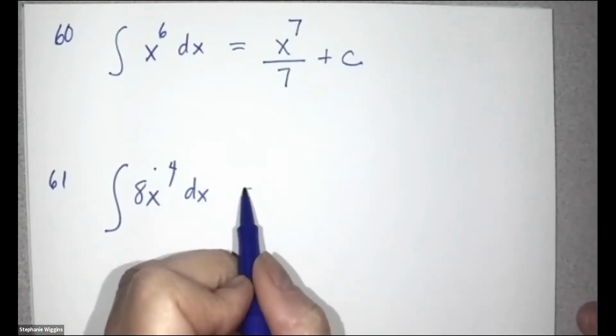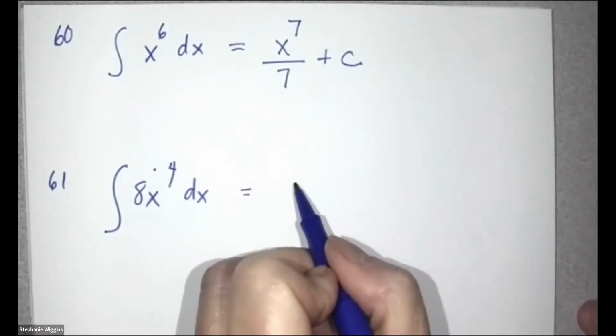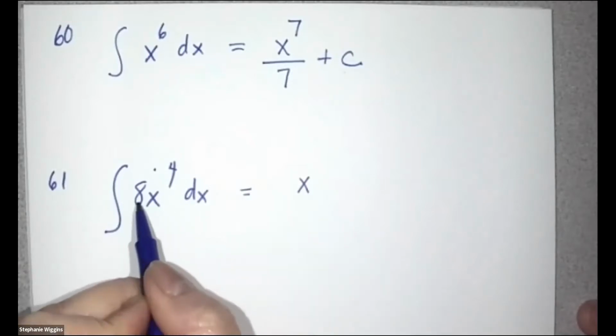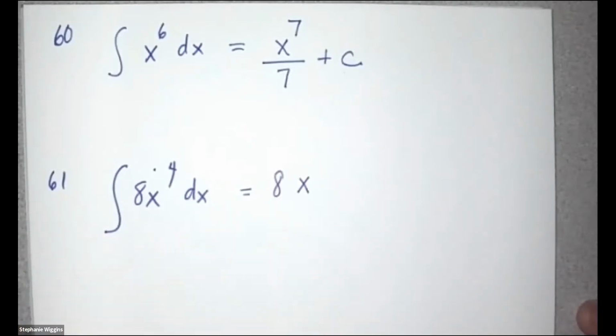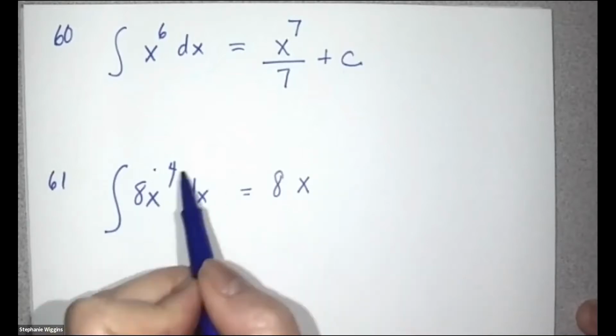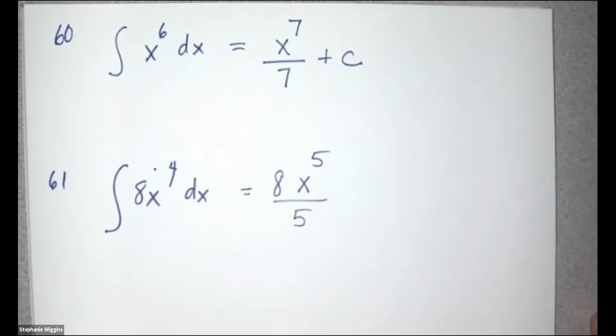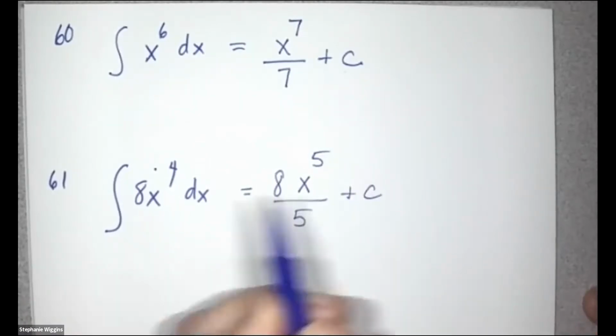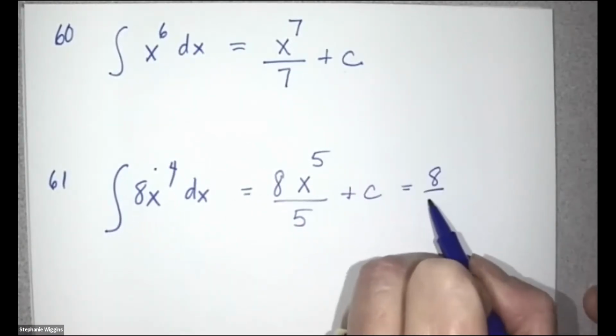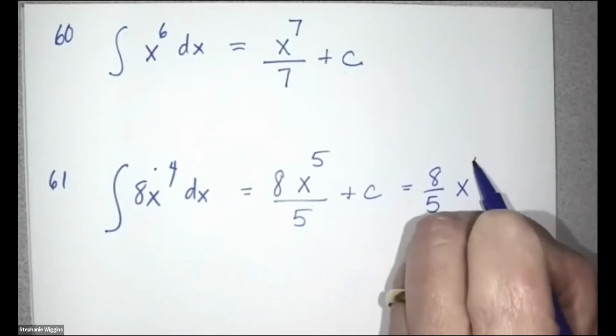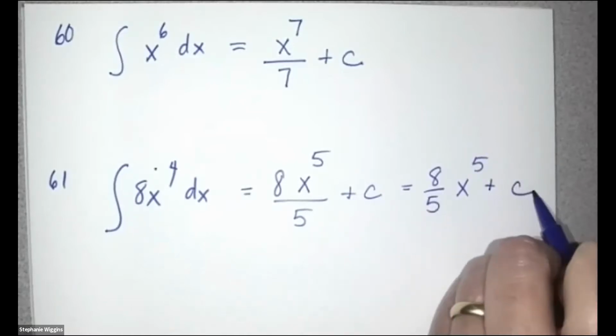All right, so add 1 to the exponent, and now the 8, just keep it there. It's not hurting anything. Add 1 to the exponent to get 5 and then divide by 5. And then don't forget your constant of integration. So this becomes 8/5 x to the 5th plus c.